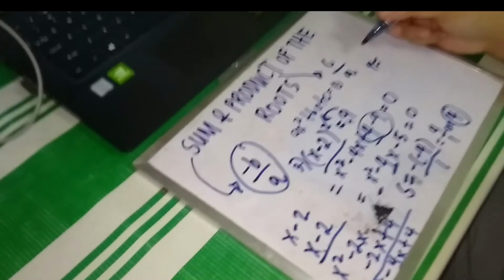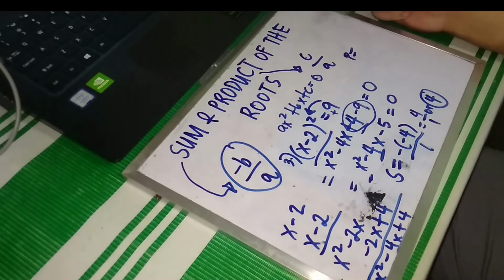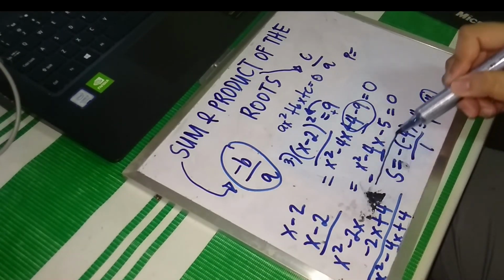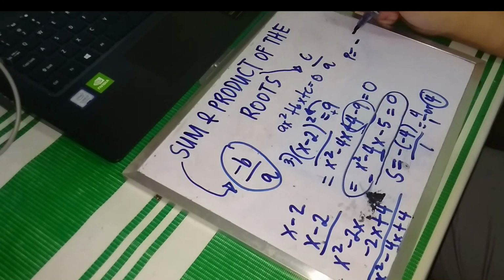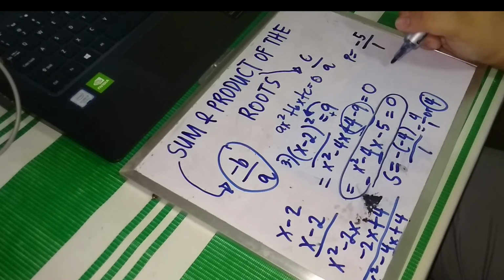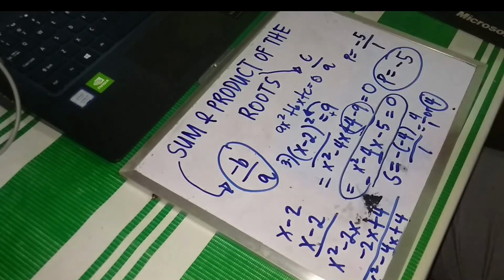C over a. Our c natin dito ay negative 5. Negative 5 over, ang a natin ay 1. So, the product of the roots is equal to negative 5. So, ang sum natin ay 4 at ang product natin ay negative 5. Okay?